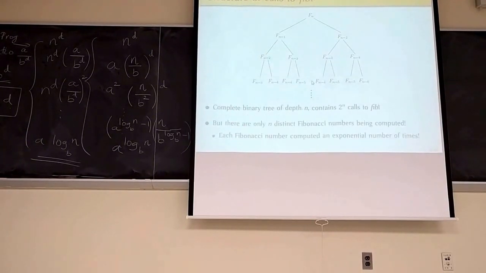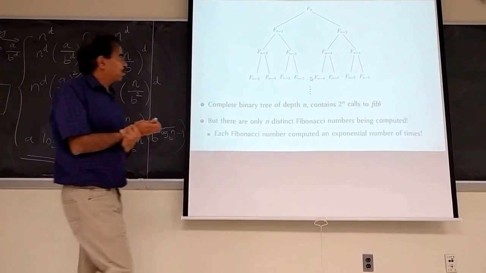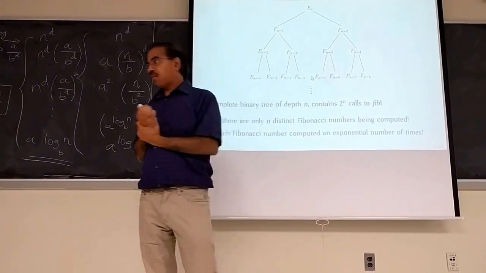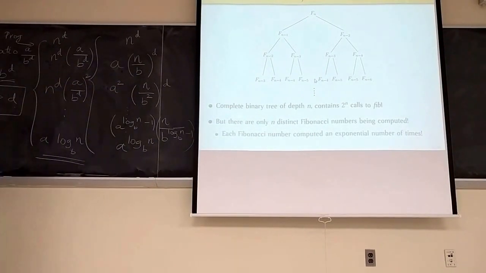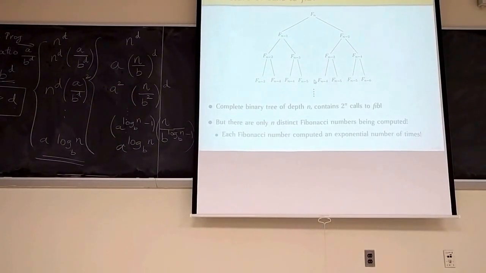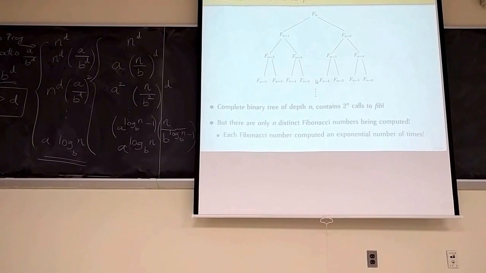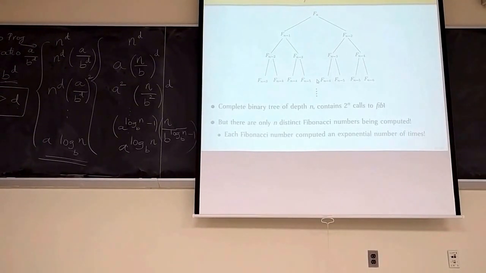And so we do the same thing here, and we say that we have of the order of 2 to the power n leaves, and therefore the cost of this recursive definition is 2 to the power n. Okay.